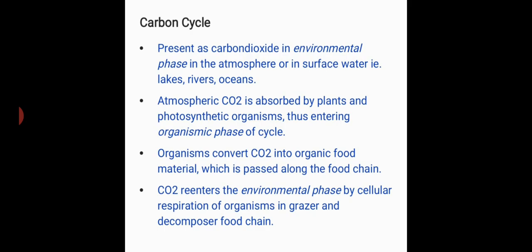First, let's see the carbon cycle. Carbon cycle is vital to the survival of species. Carbon is present in the environmental phase of the cycle in the form of carbon dioxide, where it resides in two reservoirs, the atmosphere and surface water, that is rivers, lakes and oceans.